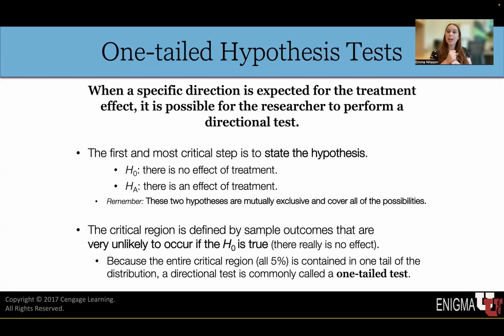When a specific direction is expected for our treatment effect, if we expect the treatment to either change our mean positively or negatively, then it's possible for a researcher to perform a directional test, which we call the one-tailed hypothesis test instead of two. The difference here is in how we state our hypotheses. The null is still just going to be that there's no effect. The alternative, however, is not just going to say there is an effect. The alternative hypothesis will say the mean is either going to increase or the mean will decrease.